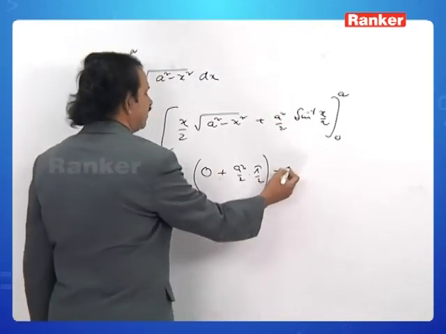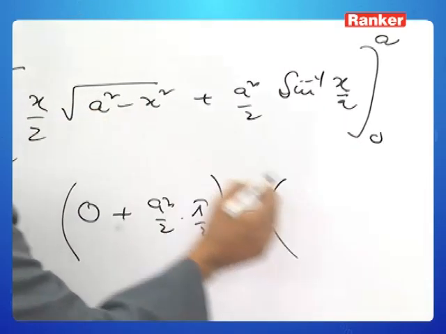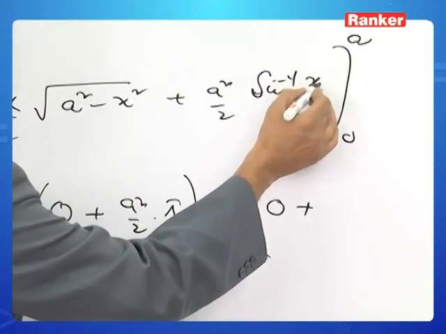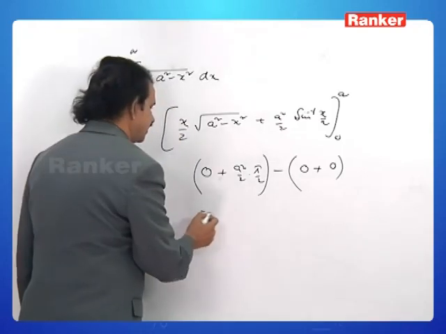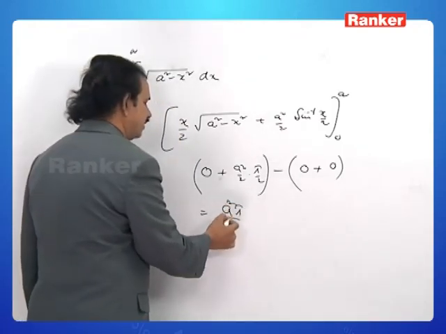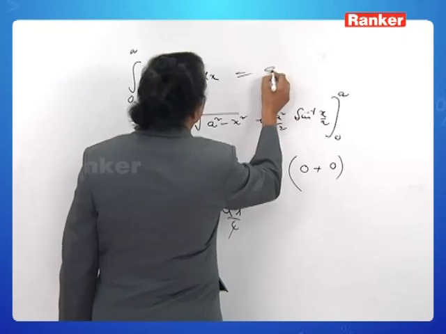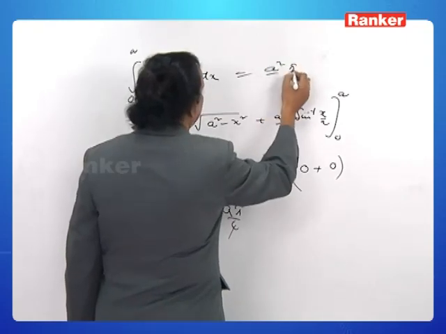Now you take 0 in the place of x. 0 by 2 is 0. 0 into anything is 0. Sine inverse 0 by a is 0. Sine inverse 0 is 0. Hence it is 0. Ultimately the answer is a square pi by 4.